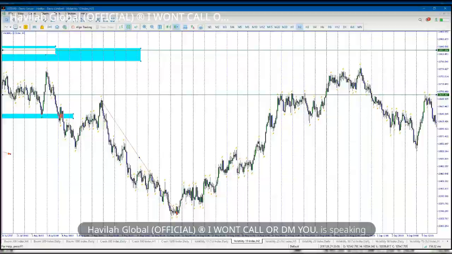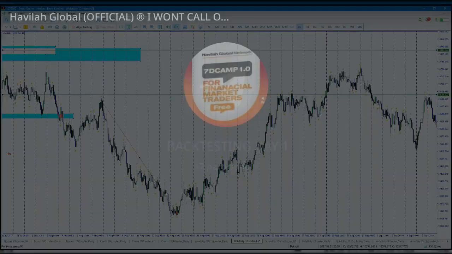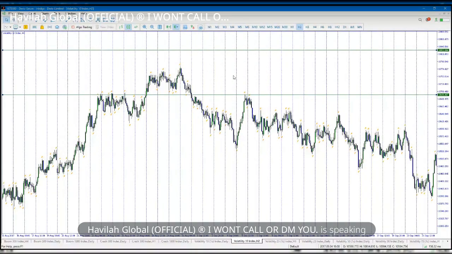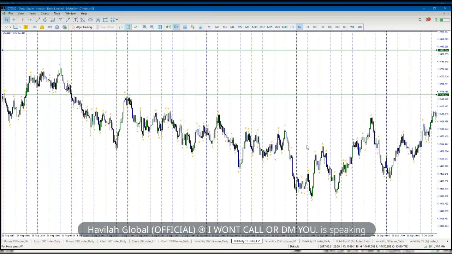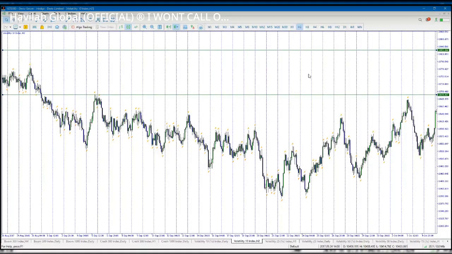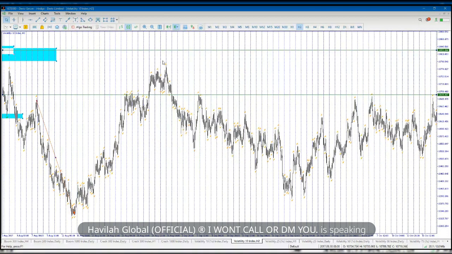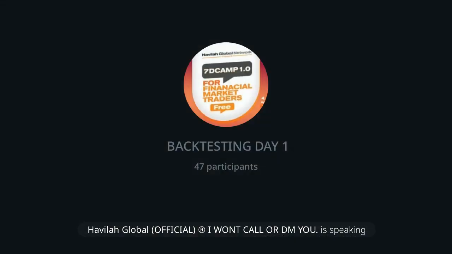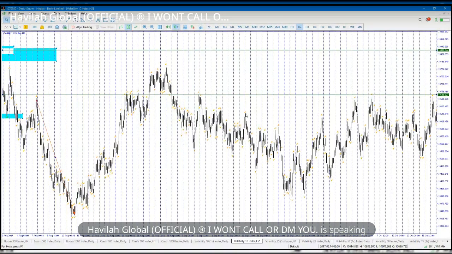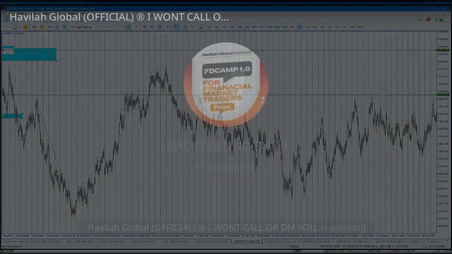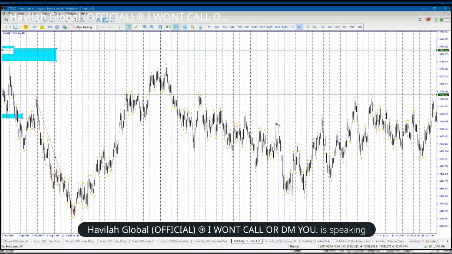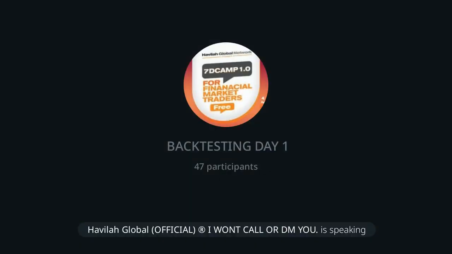So, all structures: lower high, lower low, lower high, internal, lower low, lower high, lower low, lower high, lower low, lower high. Now this is the last lower high. It broke structure and came back down.